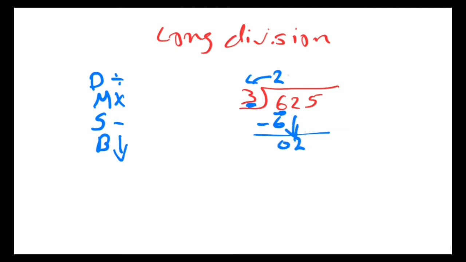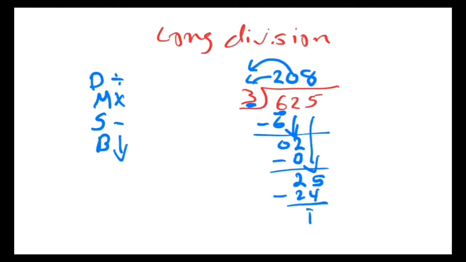2 divided by 3 is too small, so we put a 0. Then we multiply again: 0 times 3 is just 0. Then we subtract: 2 minus 0 is just 2. Then finally, you drop the 5. 25 divided by 3, the closest number is 8. 8 times 3 is 24. Then you subtract. You get 1.